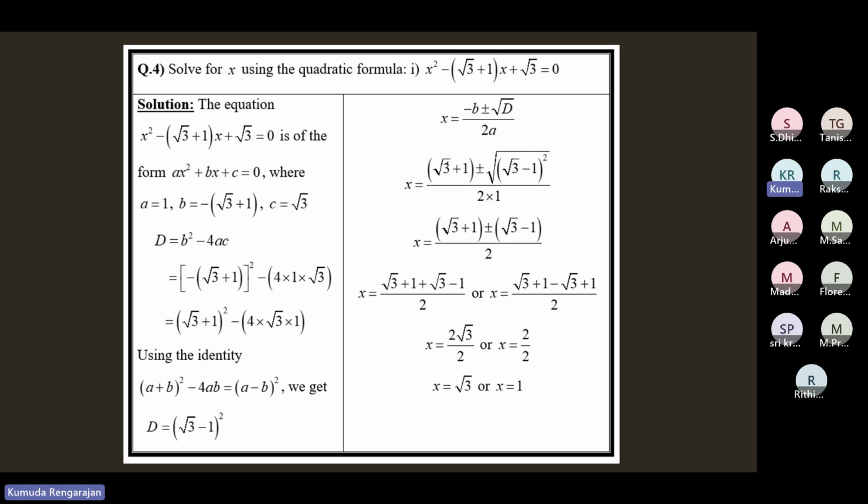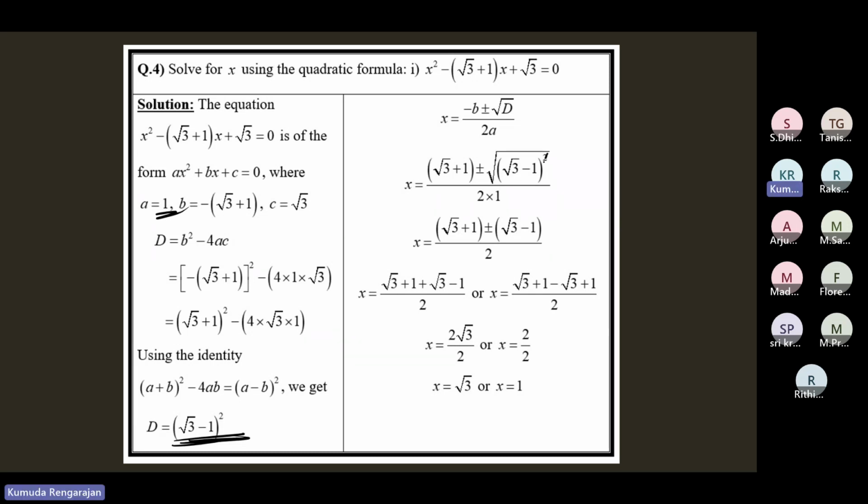So x is equal to, substitute minus b. This is b, minus b, meaning minus into minus will become plus. So minus b will be root 3 plus 1, plus or minus root of D. This is D, by 2a, 2 into 1.